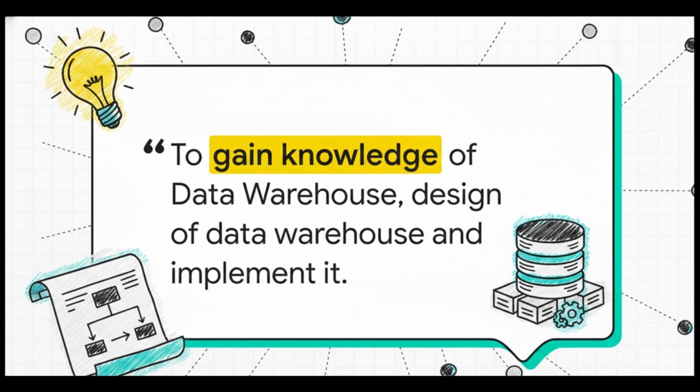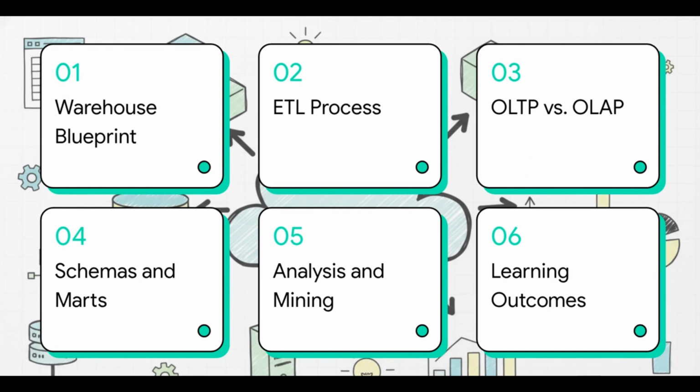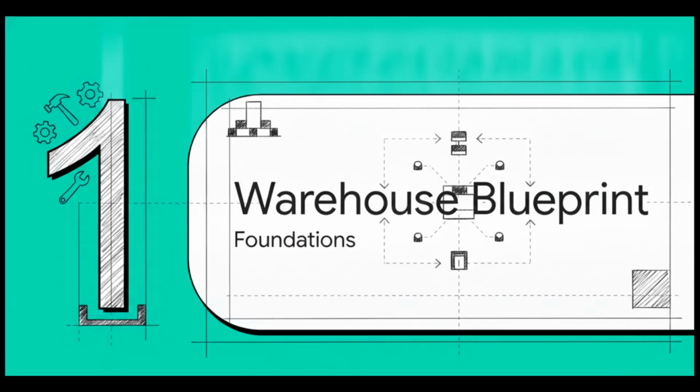And this quote right here is going to be our North Star. To get there, we've got a really clean 6-part roadmap. We'll start with the data warehouse blueprint, move into the ETL process, tackle OLTP versus OLAP, design schemas and MARTs, dive into multidimensional analysis and mining, and finally, map out your engineering learning outcomes. So let's jump right into Section 1, the Data Warehouse Blueprint.